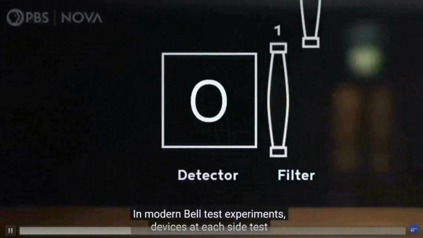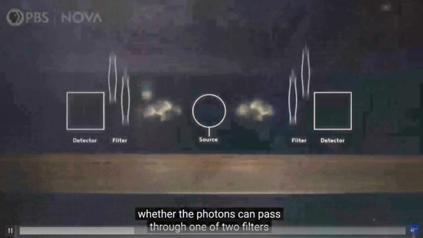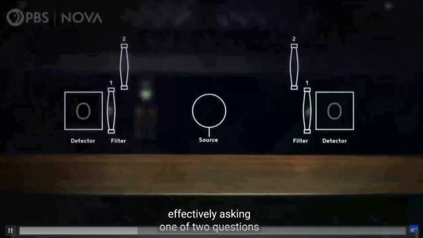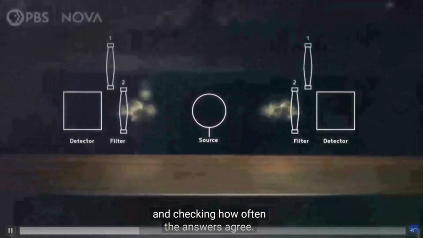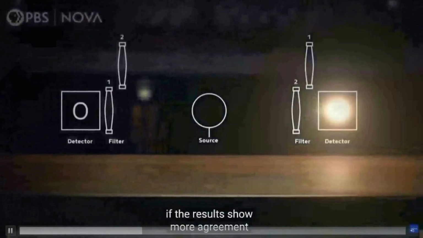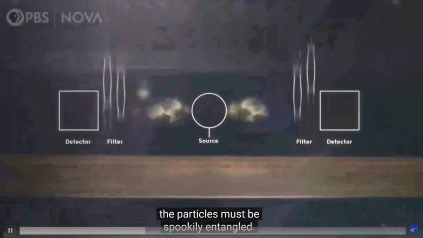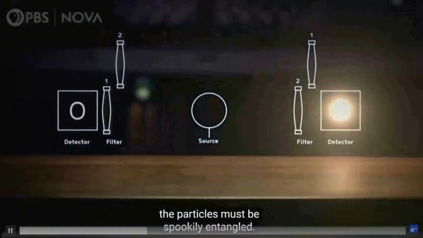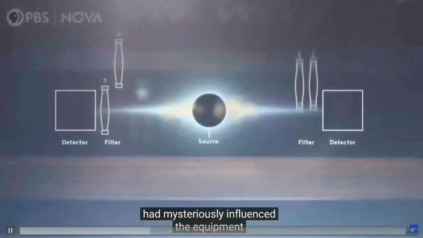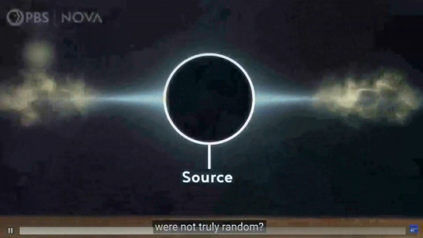In modern Bell test experiments, devices at each side test whether the photons can pass through one of two filters that are randomly chosen, effectively asking one of two questions and checking how often the answers agree. After thousands of photons, if the results show more agreement than Einstein's physics predicts, the particles must be spookily entangled. But what if something had mysteriously influenced the equipment so that the choices of the filters were not truly random?